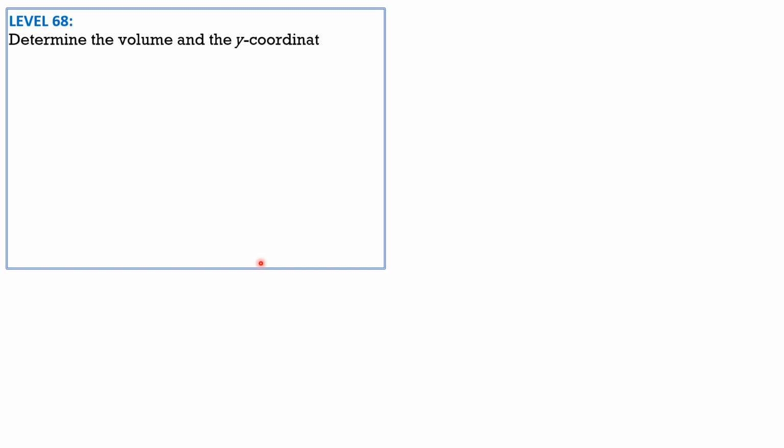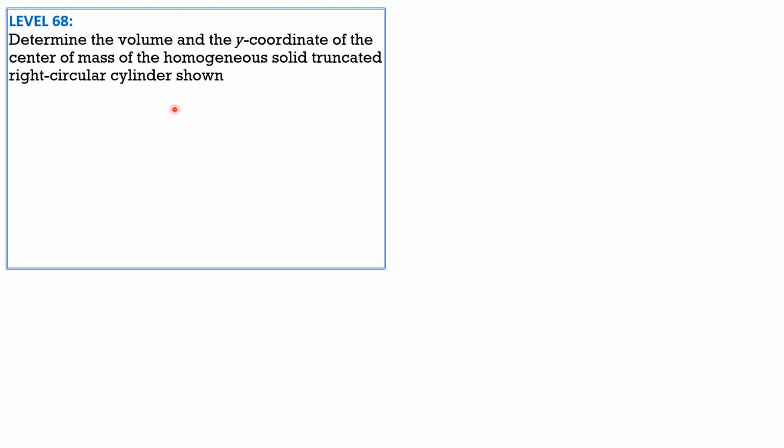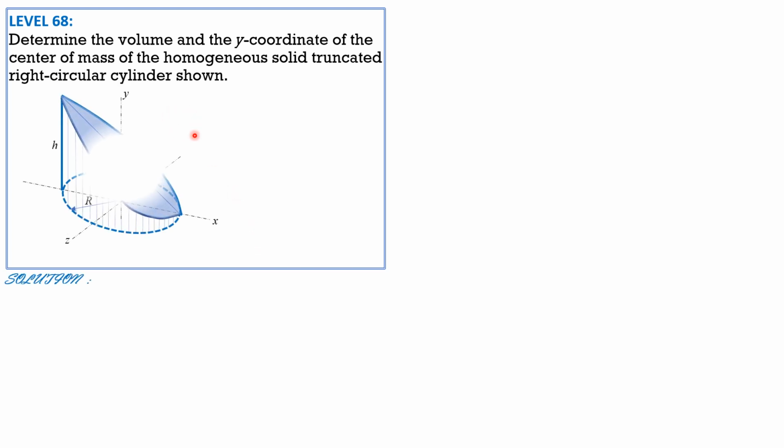Problem 68. Determine the volume and the y-coordinate of the center of mass of the homogeneous solid truncated right circular cylinder shown. So here is the given figure, and we should consider a rectangular slab. The variable here is x, so the thickness is dx. This height is y, and this is z, parallel to z. If the distance of the slab from the yz plane is x, then this is r minus x. So this is x distance. It will be clear on this figure here.